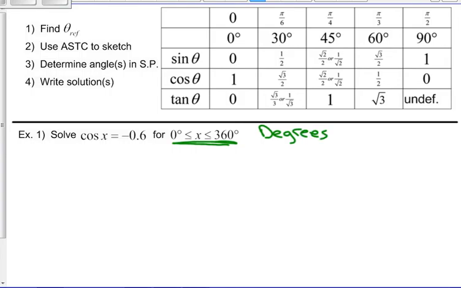Good to notice. Okay, so we find theta ref. Normally we go to the table and we go, okay, where is cosine 0.6? It doesn't seem to be there. We got trouble. You could use the table to help you estimate, but you're not going to find the exact value. Here's what we're going to do instead. We'll just do the inverse cosine of, and just like before, we'll forget about whether it's positive or negative for now, for the reference angle.